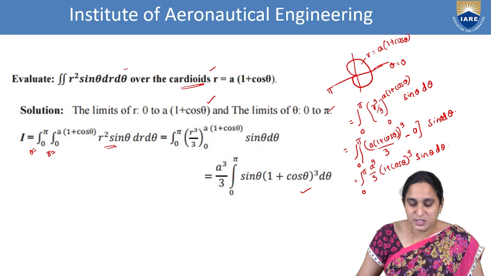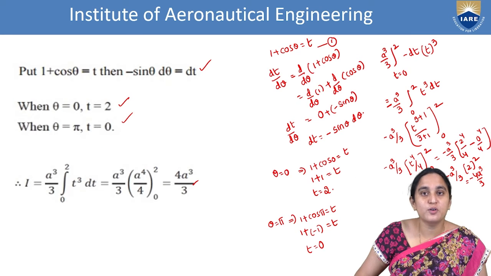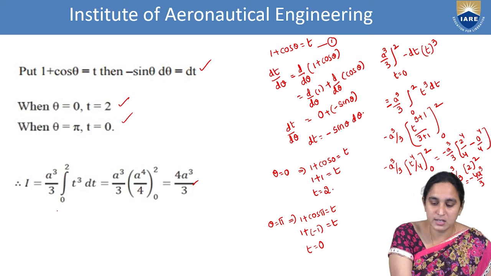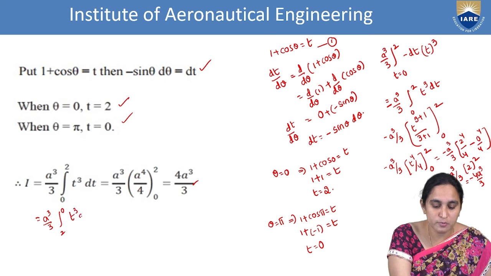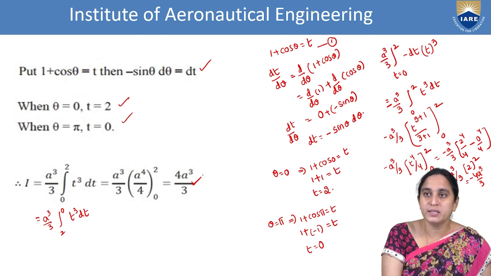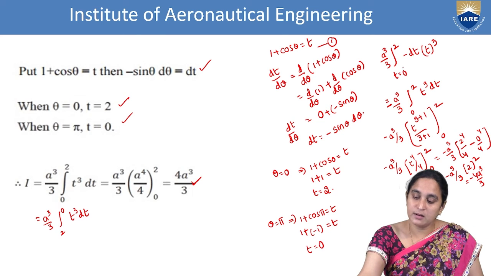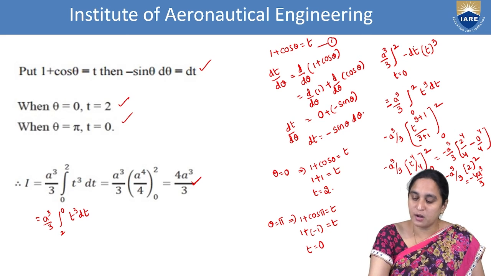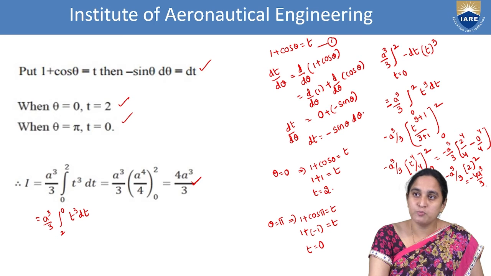If theta is 0, for that case t is equal to how much? 2. If theta is equal to pi, for that case t is equal to 0. Actually, I'll write here a cube by 3 into the integral 2 to 0 of t cube dt. From that we got 4a cube by 3. But I am calculating with respect to the limits 0 to 2. From that, 0 to 2, I got minus 4a cube by 3.